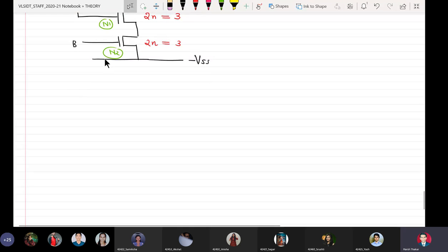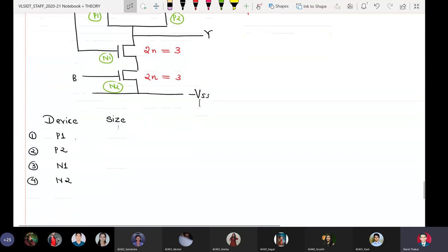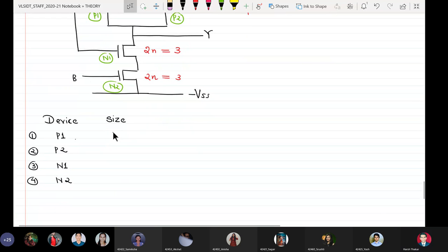Okay, see now. So we make a table like this, which makes things very easy. First I will write down the device. So we have 4 devices: P1, P2, N1, and N2. First we write down the device names. Then the second column I write is the size. The size of P1 according to this is P. Size of P2 is P. Size of N1 is 2N. Size of N2 is also 2N.